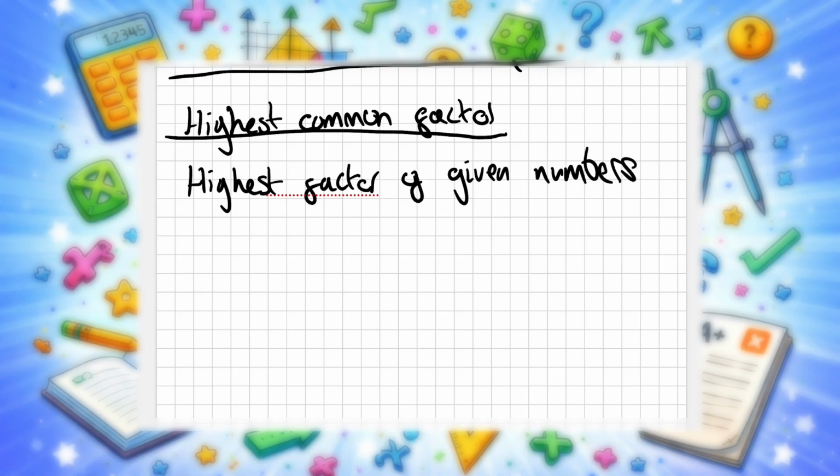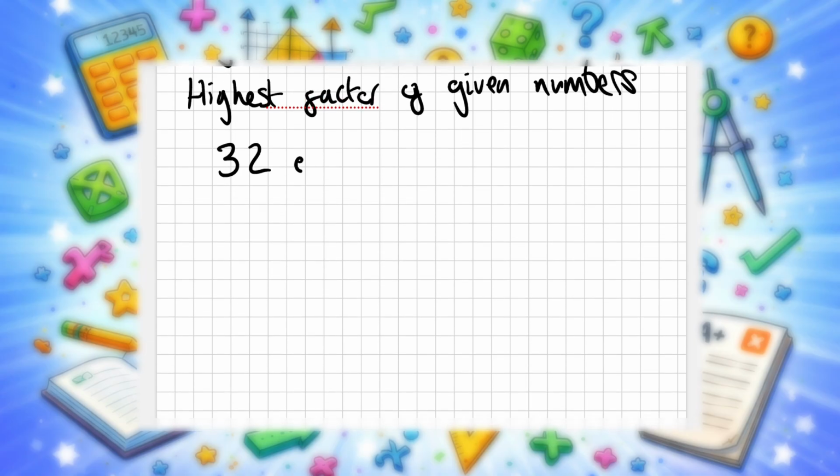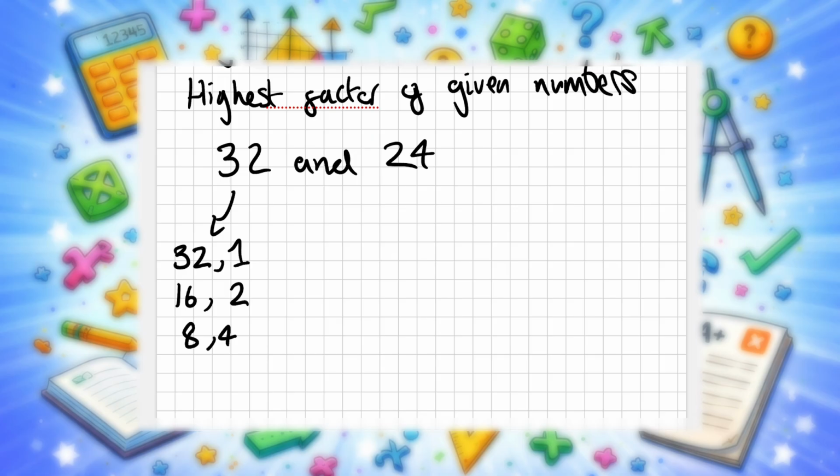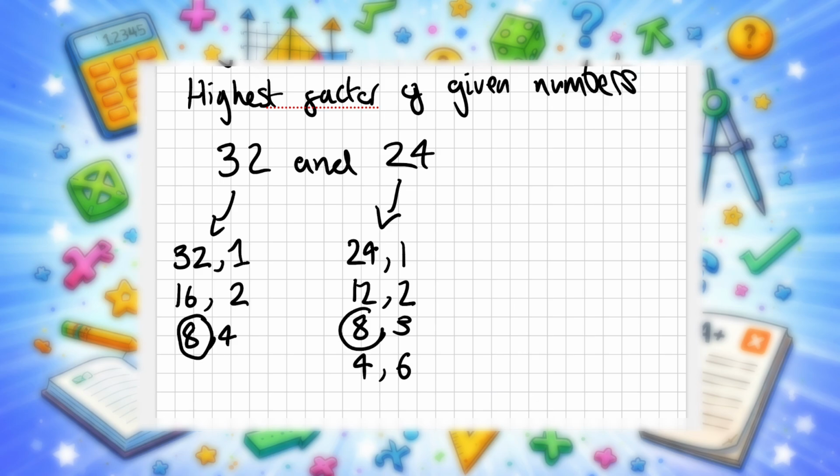So the basic method to do this will just be to write out the factors. Taking 32 and 24 for example, we will write out the factors of each number. 32 has factors 32 and 1, 16 and 2, 8 and 4. 24 has factors 24 and 1, 12 and 2, 8 and 3, 4 and 6. So looking at our list of factors, we are just looking for the highest number that is in both lists, which we can see is 8. So the highest common factor is 8.